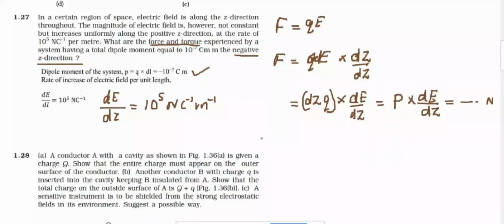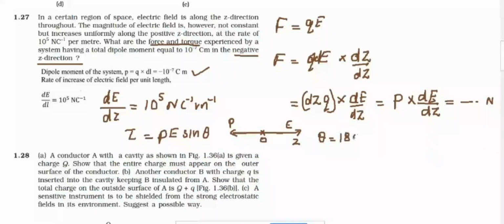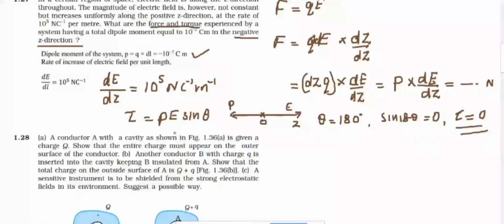Now the torque formula is torque tau is equal to pE sin theta. Here the dipole moment and electric field are given. The electric field is along the positive z direction, while the dipole moment is along the negative z direction. So the angle is 180 degrees, and sin 180 is 0. As sin 180 is 0, the total torque acting on the system, tau, is equal to 0. So you will get the force and torque on the system.